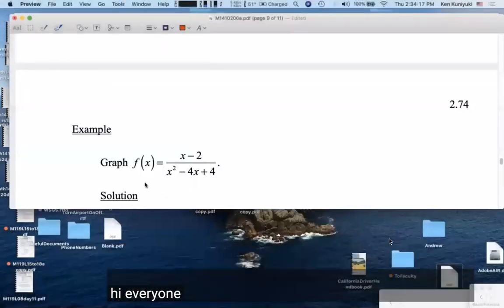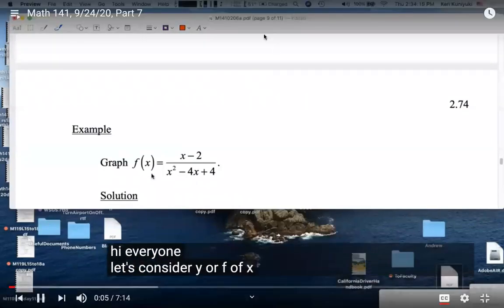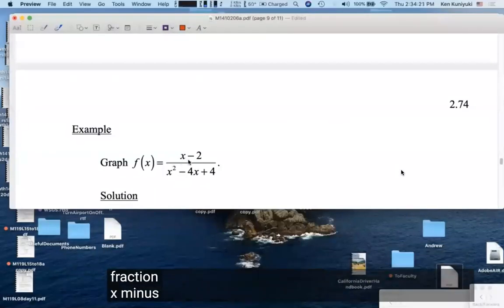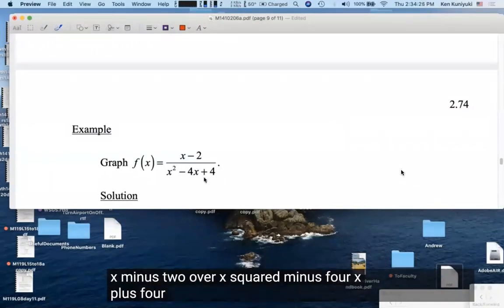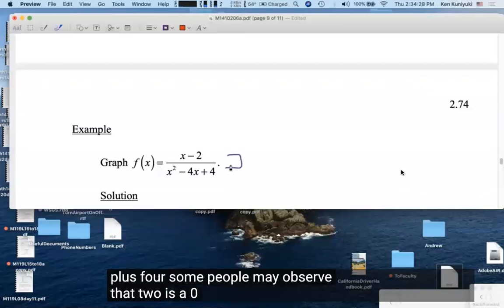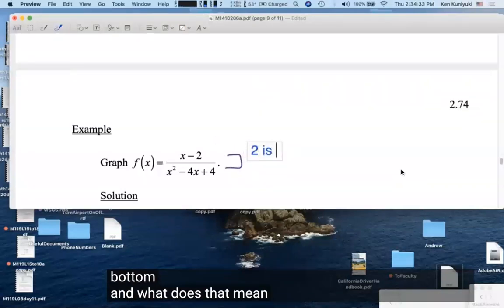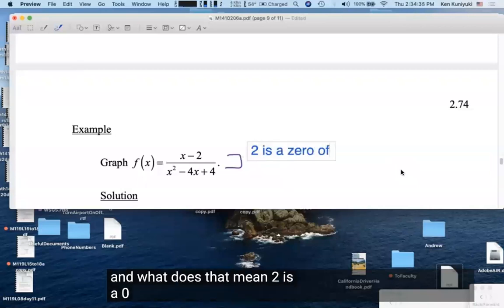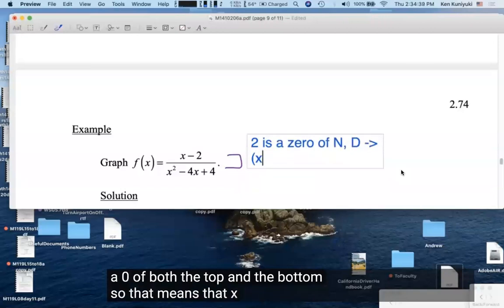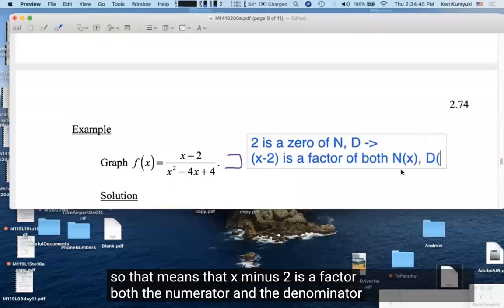Hi, everyone. Let's consider y or f of x equals the fraction x minus 2 over x squared minus 4x plus 4. Some people may observe that 2 is a 0 of both the top and the bottom. And what does that mean? 2 is a 0 of both the top and the bottom. So that means that x minus 2 is a factor of both the numerator and the denominator.